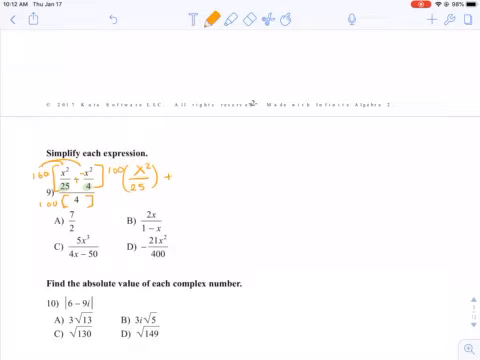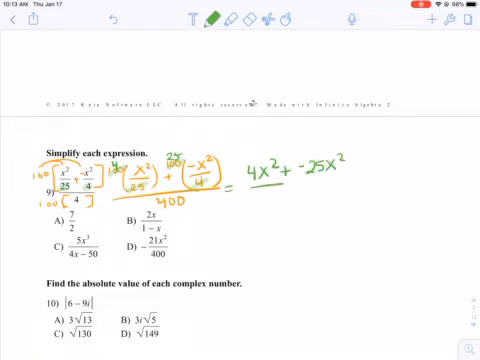So then plus negative x squared over 4 times 100. And then you have 400. And then these two and these two have something in common. So this will turn into a 4, and this guy will turn into a 25. So you'll end up having 4x squared plus a negative 25x squared over 400, which is negative 21x squared over 400.